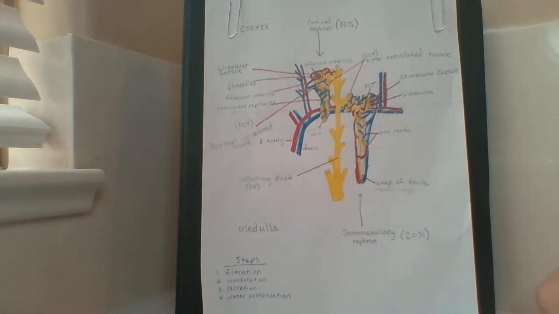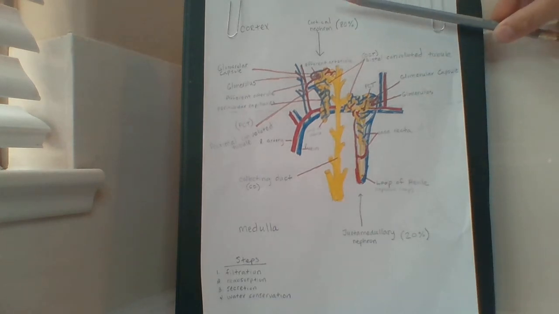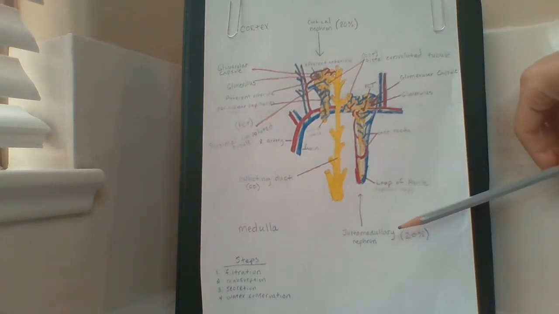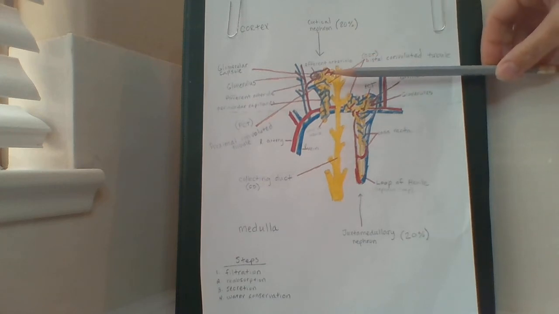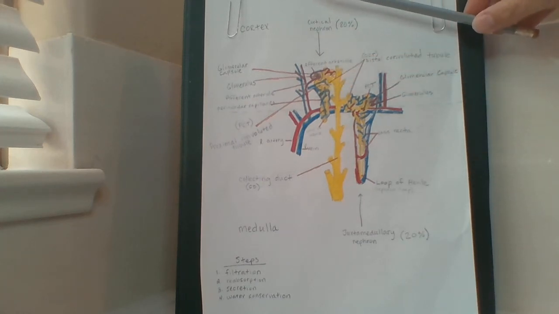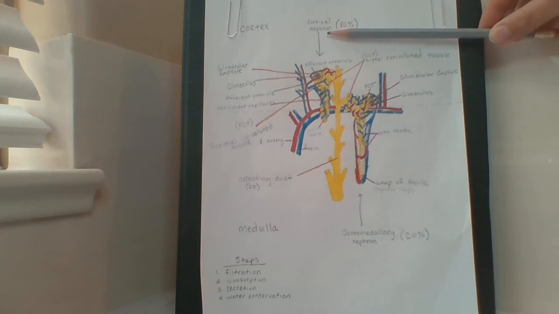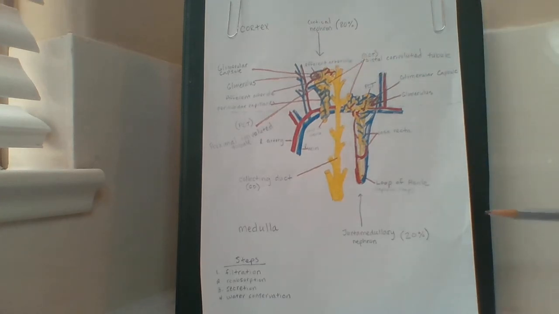First, I'd just like to go over my illustration with you. I've separated my two nephrons in the cortex and the medulla. The cortex is the upper portion where the cortical nephron lives, and the cortical nephron is responsible for 80% of the urine production. In the medulla, we have the juxtamedullary nephron, which is responsible for 20% of the urine.